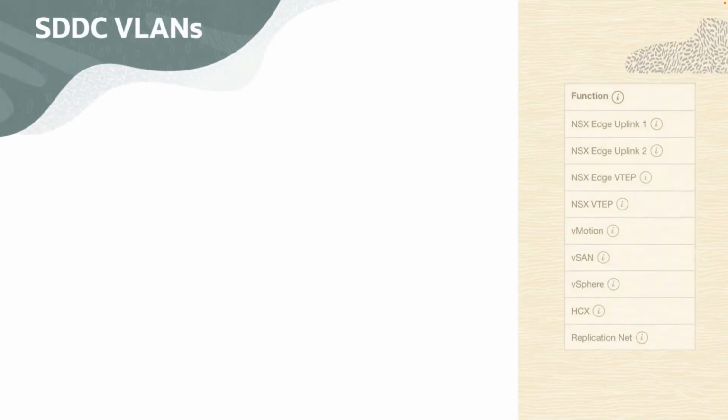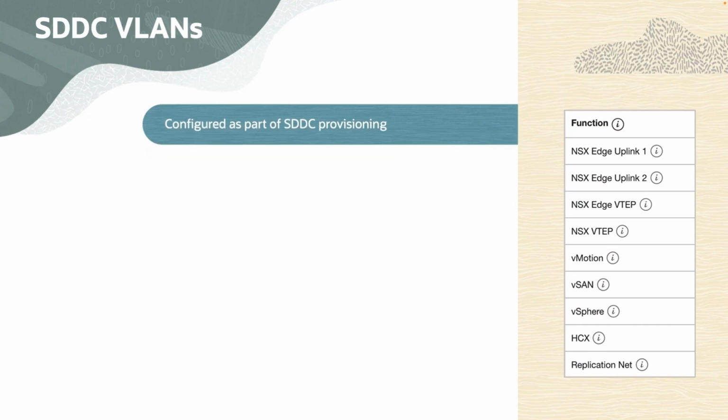As part of provisioning an SDDC, it creates a set of VLANs. A VLAN is represented as an object within a VCN. The SDDC uses these VLANs to segregate traffic for different purposes. These are a few of the VLANs that get created.